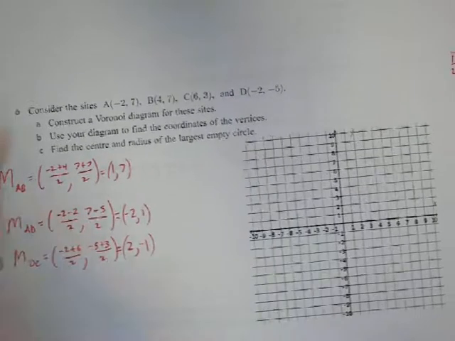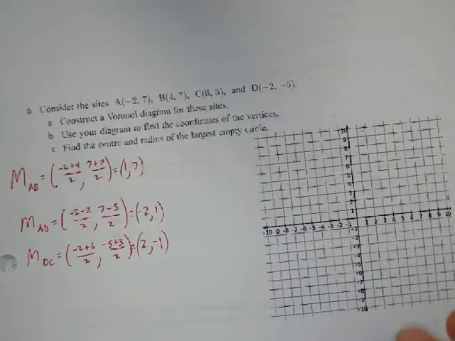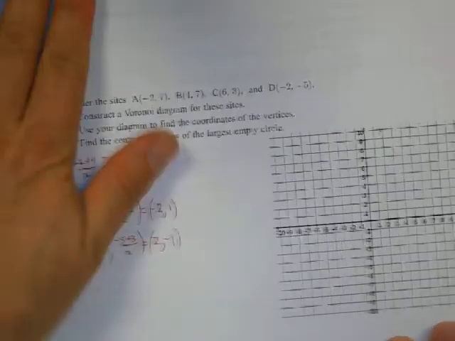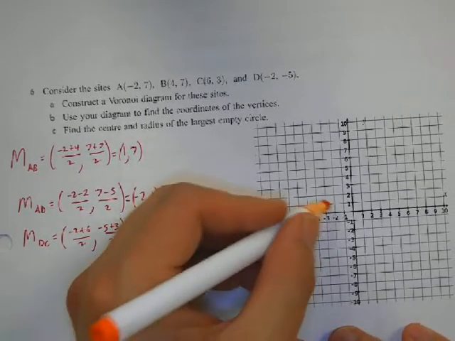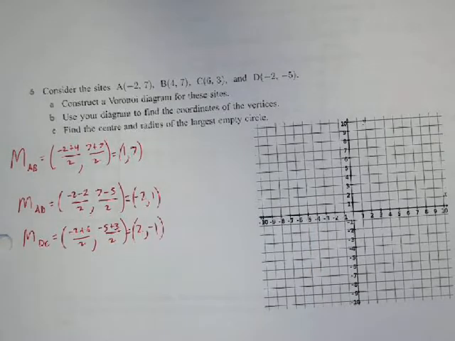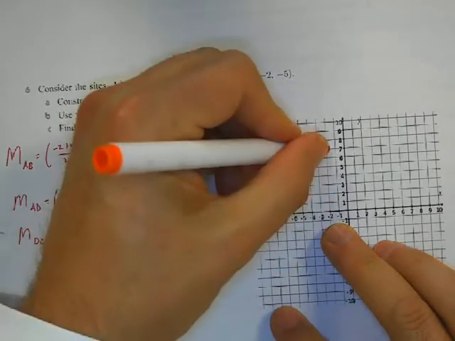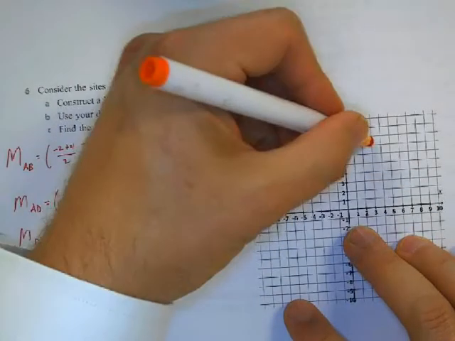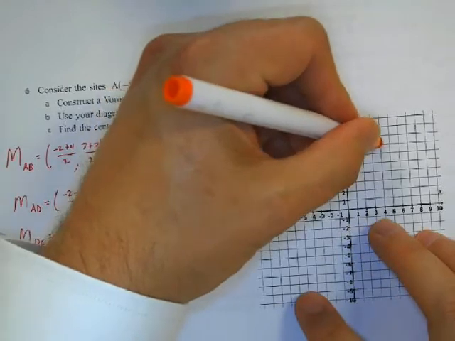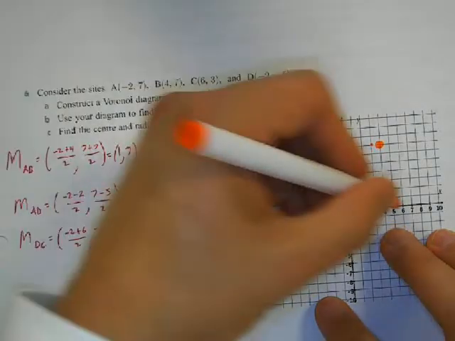Okay, so let's do this one together. So you plot the points here, and let's just talk it through. No, let's not. Okay, A is negative 2, 7. B is 4, 7. Oops. C is 6, 3.